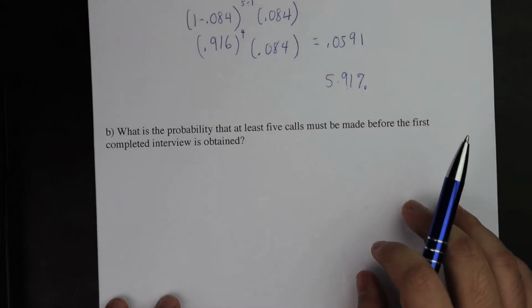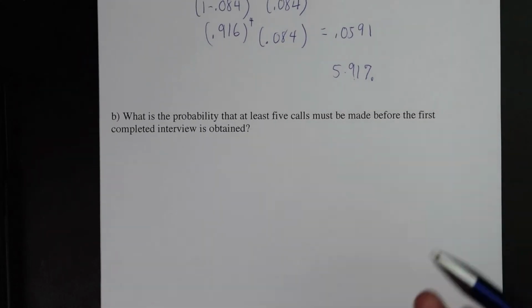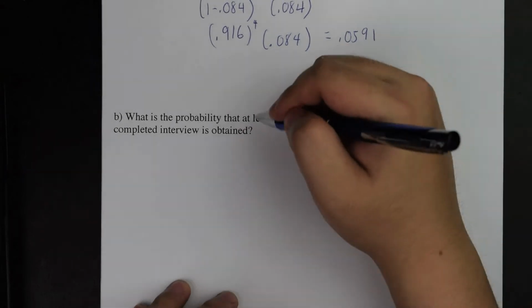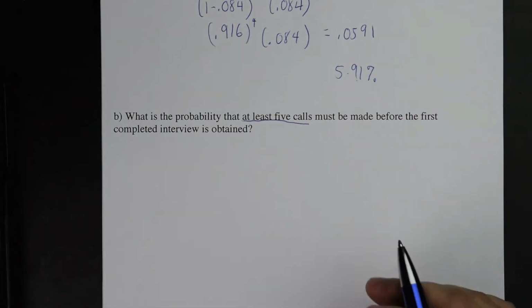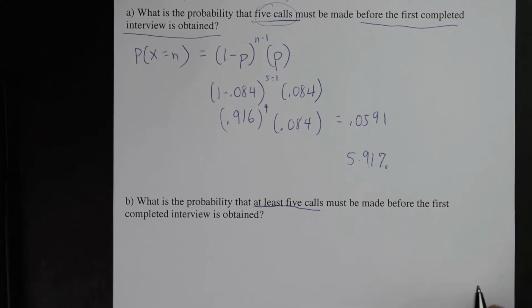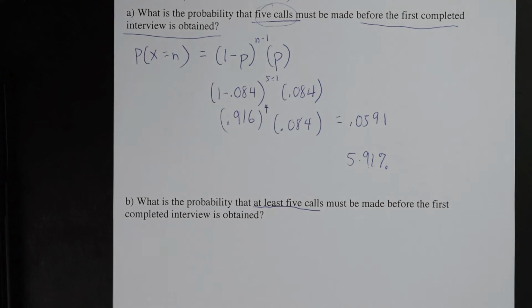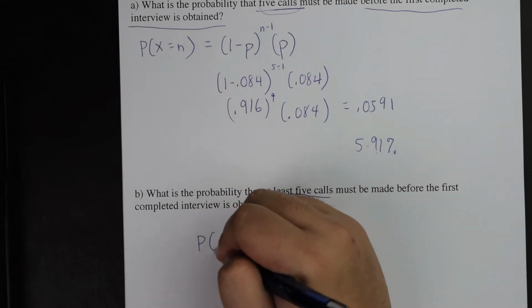So feel free, we're going to go to the next question to sort of break down what other possible questions of geometric distribution could exist. So they say, what is the probability that at least 5 calls must be made before the first completed interview is obtained? So just to create the comparison between A and B, this one says this is just absolutely that, what's the probability that just at 5 we're successful. This one's saying at least 5. That means that this is the possibility when P of n equals 5.